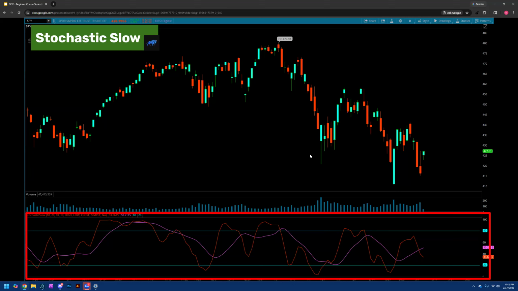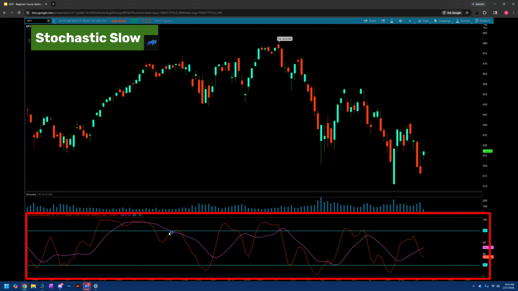So it has these 80 and 20 thresholds. Above 80 is overbought, below 20 is oversold. And it also has this oscillation component similar to the MACD. And it has this red line and pink line. The red line is going to be the same as kind of that quicker moving average or more reactive line. And the pink line is going to be that slower moving average.